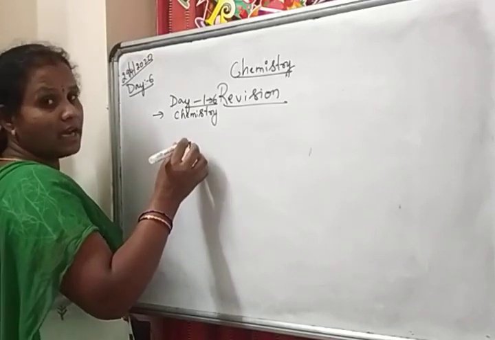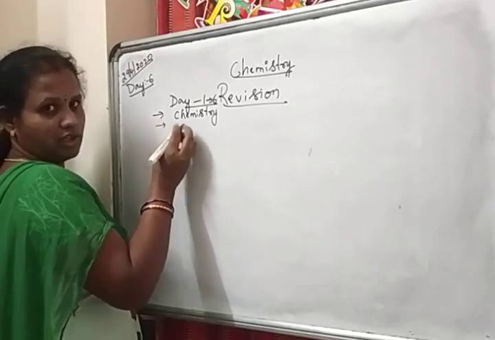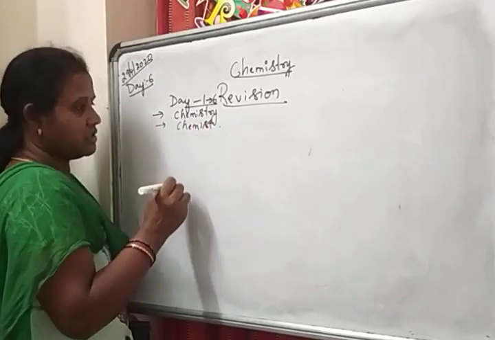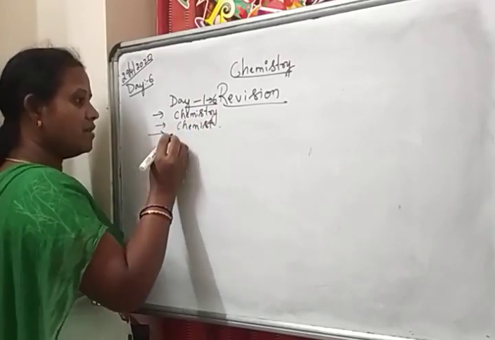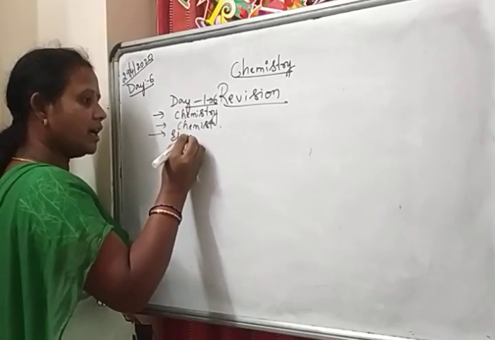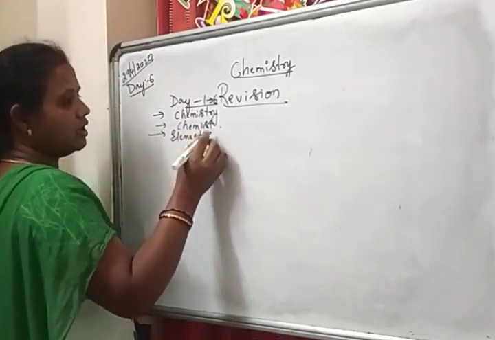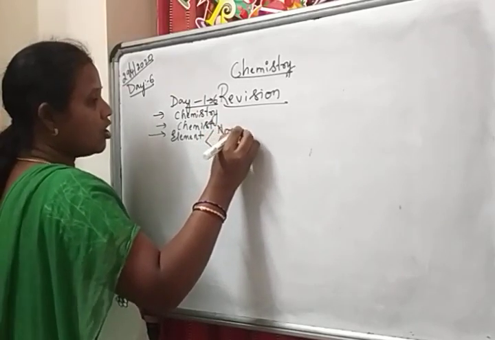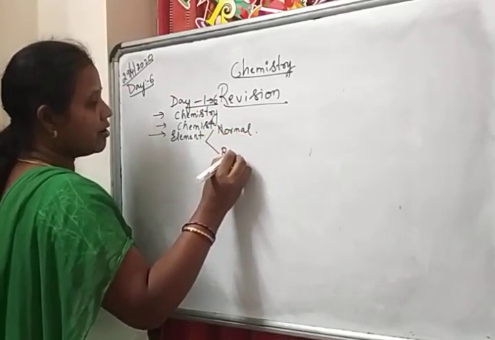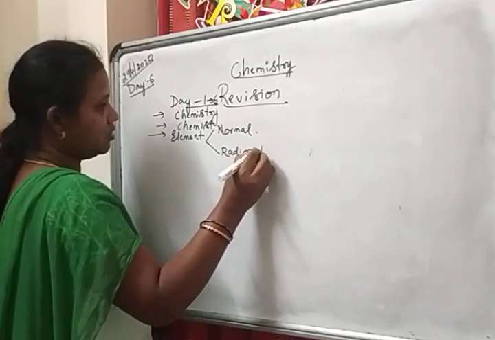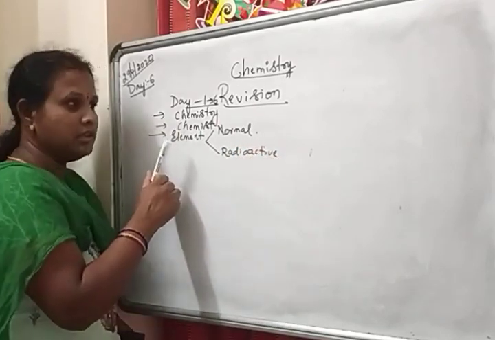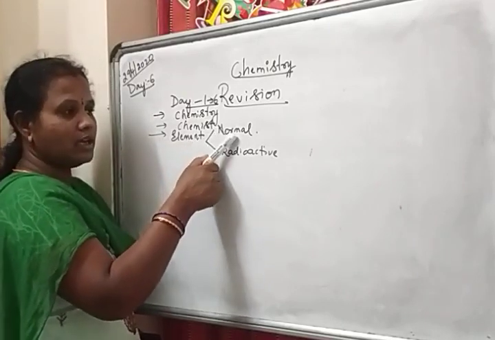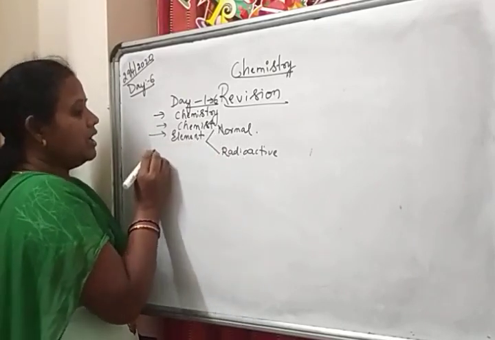Here we have learned the definition of chemistry, and who is called a chemist, and we have defined an element. We have classified the elements into normal elements and radioactive elements. Here, children, please try to differentiate between normal elements and radioactive elements.